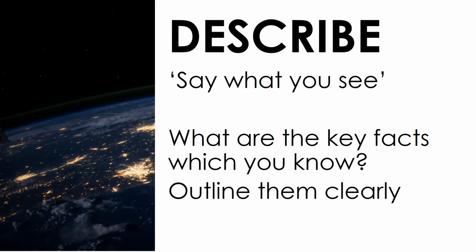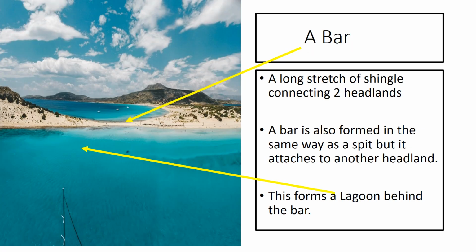Describe. We will go slightly easier on this section, and we will describe what we can see now that we know how things have formed. So a bar, it is a long stretch of shingle that has been deposited, a bit like a spit, but the difference here is it is connecting to another headland. So it has formed in exactly the same way as a spit, by longshore drift continuing past the end of a coastline, but then it has continued on and attached to another headland. This forms a lagoon behind the bar, and therefore is quite a popular resort for tourists.